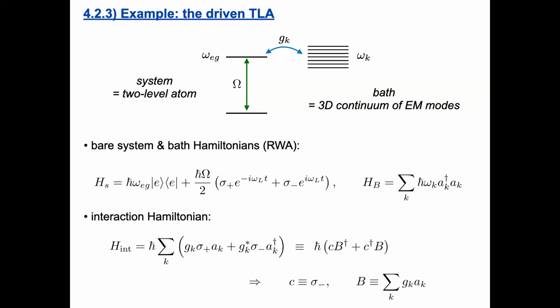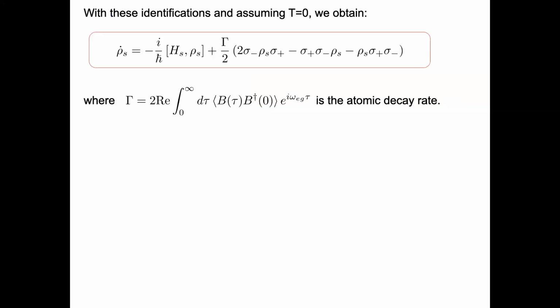So this is our model that we write down. The interaction Hamiltonian is really of that form, and we know the jump operator is now sigma minus, and the bath operator is this sum, g_k times a_k. So we now have a model, and we can immediately write down our master equation. We know the jump operator is sigma minus, so let's plug it in.